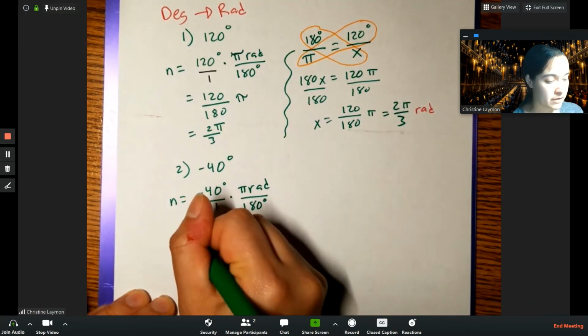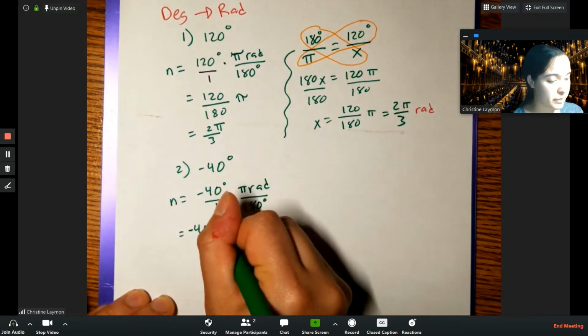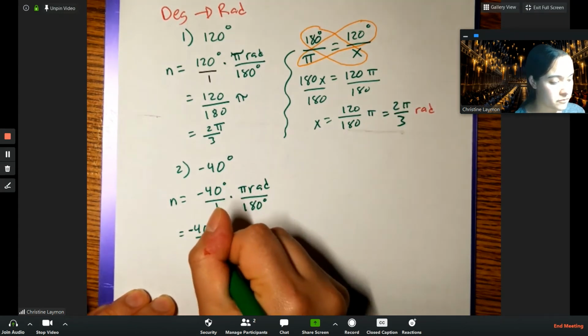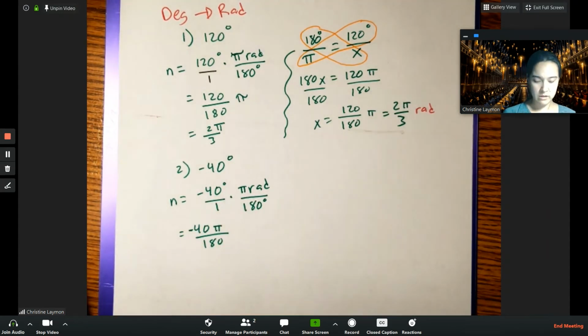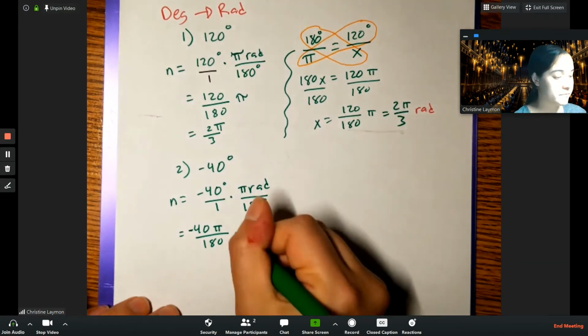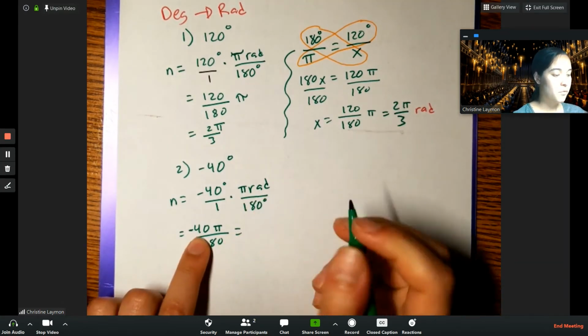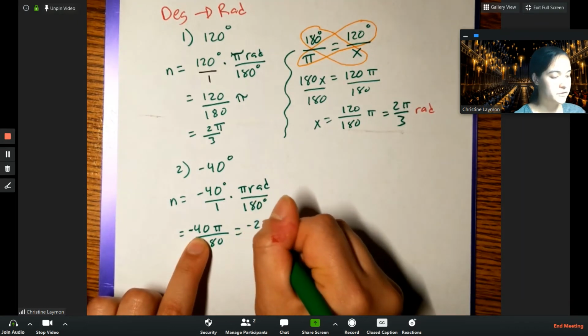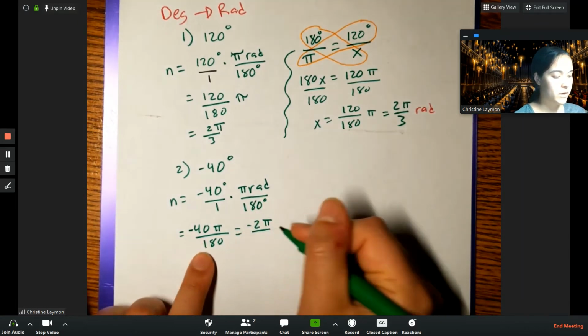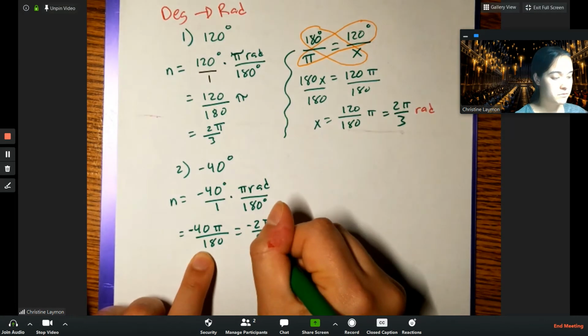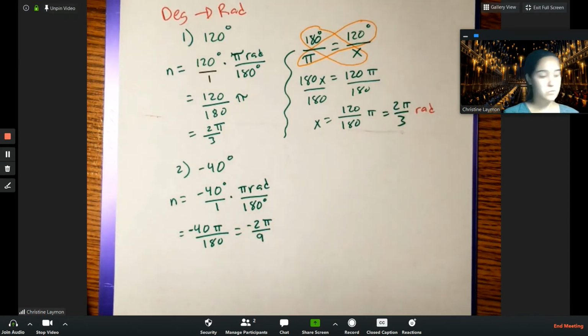So I have negative 40 pi over 180. Notice that I can divide top and bottom by 20. Negative 40 divided by 20 is negative 2. 180 divided by 20 is 9. So I have negative 2 pi over 9.